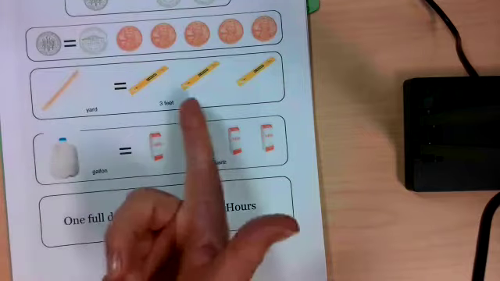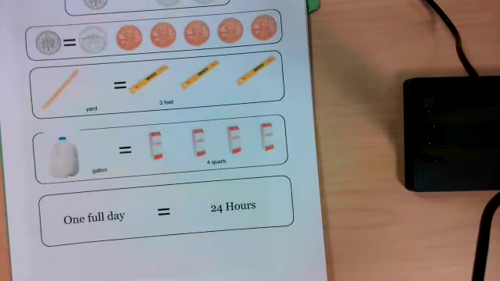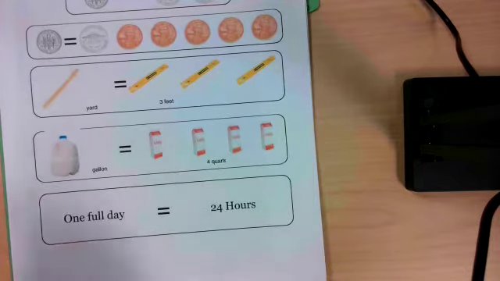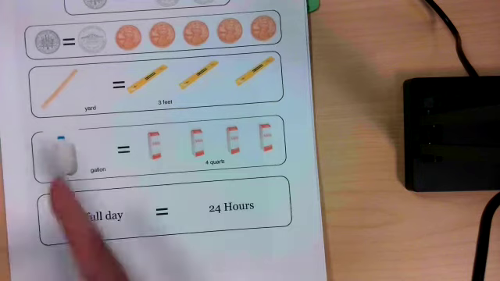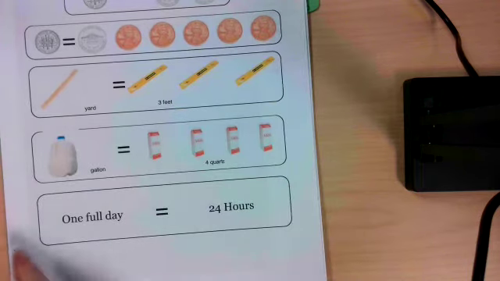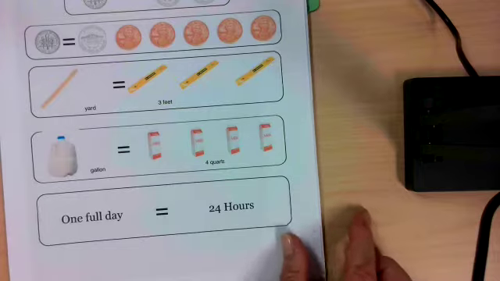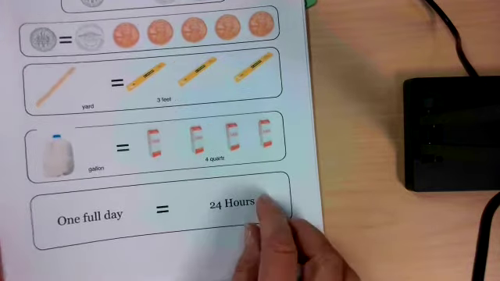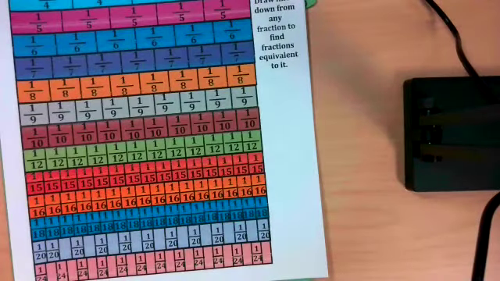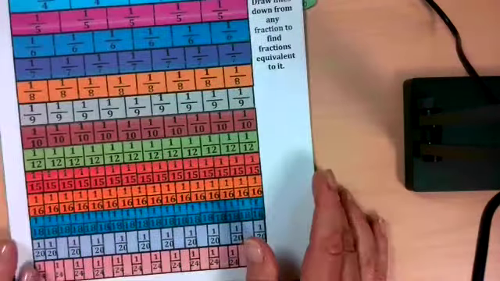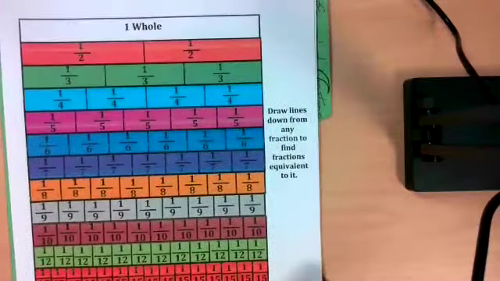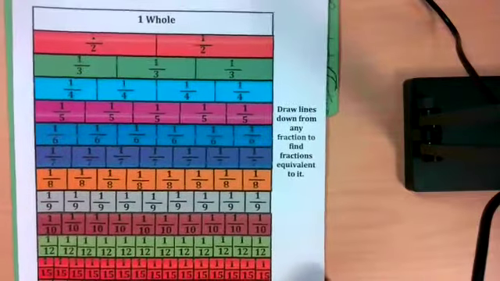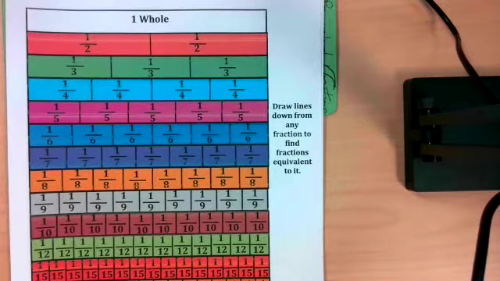1 yard and 3 feet, same value, different pictures, different names. 1 gallon, 4 quarts, same thing, same value, different pictures, different names. 1 full day in 24 hours, same value, different name, and different pictures. Included in this set of the paper documents from my presentation are some examples of equivalent fractions.